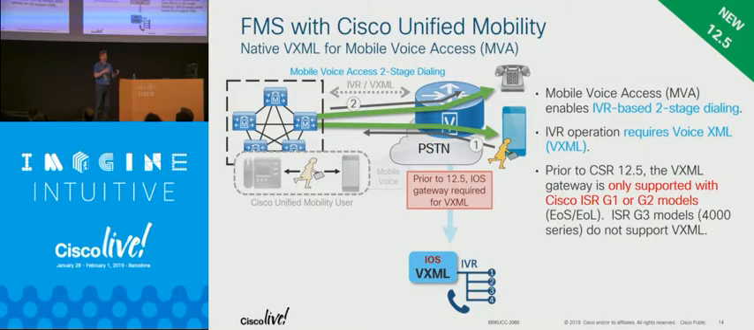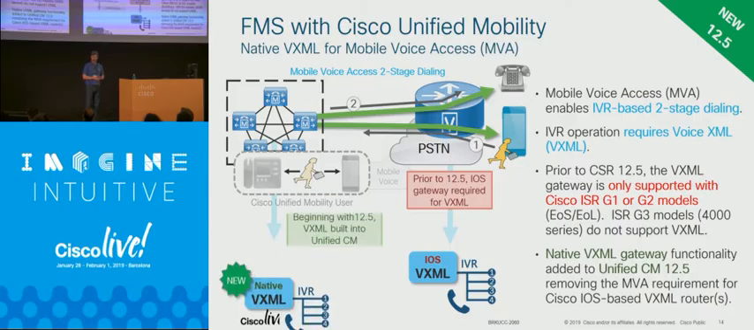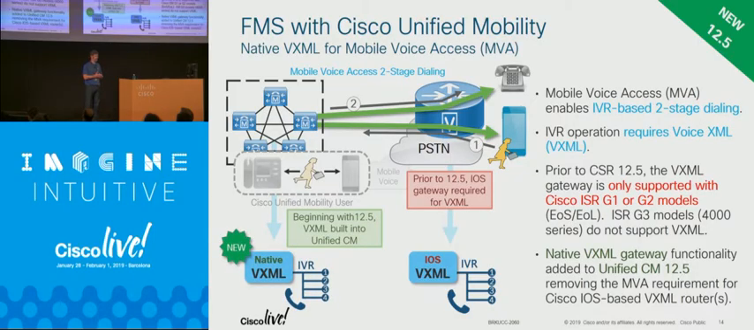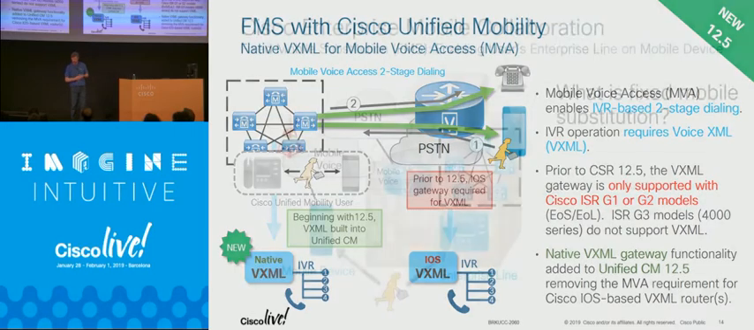So to solve that problem and to allow people to continue to use mobile voice access, we actually implemented in 12.5 the ability to have native VXML capabilities within Communication Manager. So now I can continue to do mobile voice access without the need to have that outside separate iOS gateway. Does that make sense to everybody? Yeah. Okay. All right, so for anybody that's doing that, that should be pretty helpful.